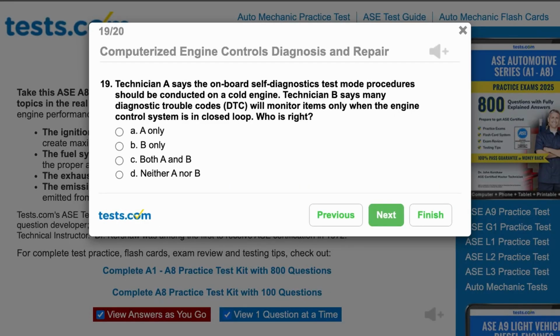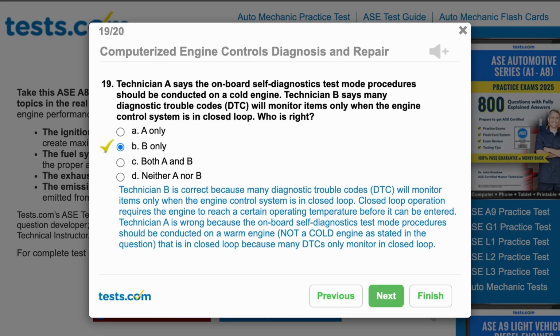Question 19. Technician A says the onboard self-diagnostics test mode procedures should be conducted on a cold engine. Technician B says many diagnostic trouble codes, or DTC, will monitor items only when the engine control system is in closed loop. Who is right? A only, B only, C, both A and B, D, neither A nor B.